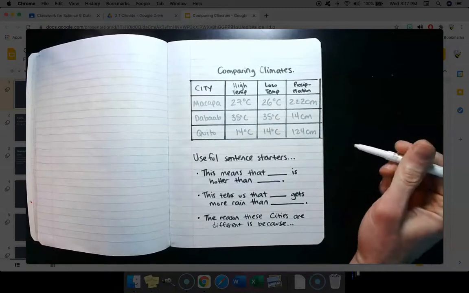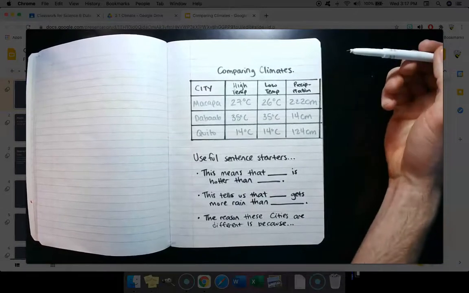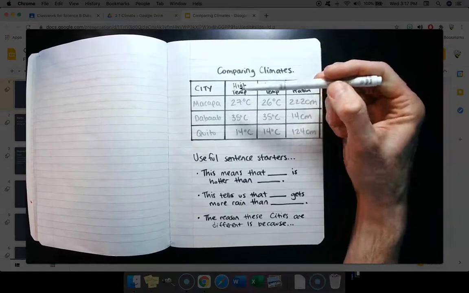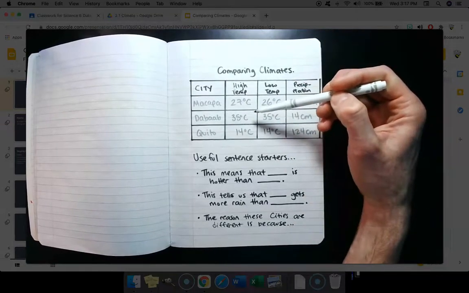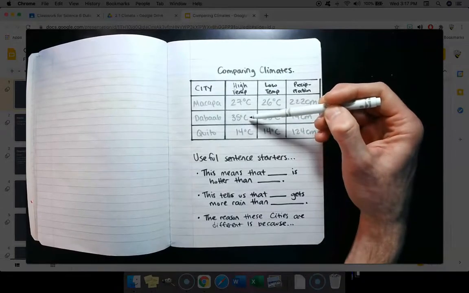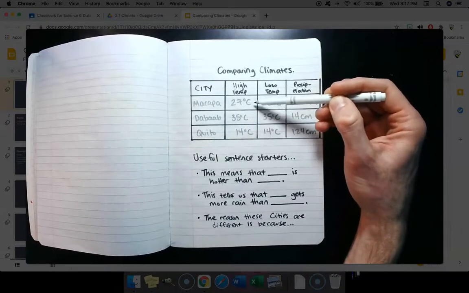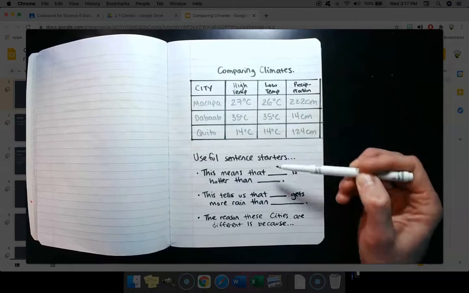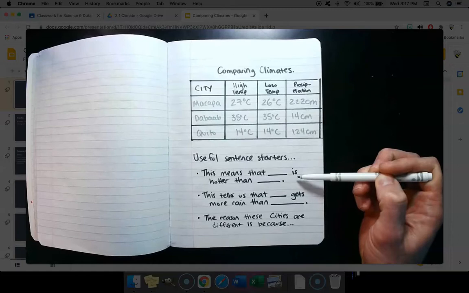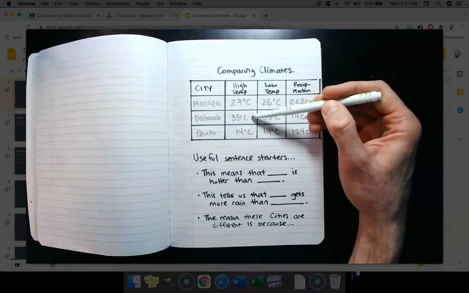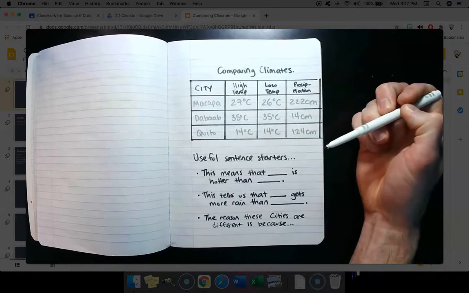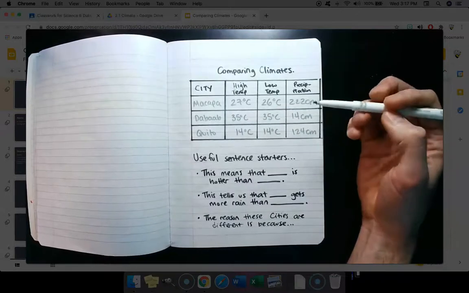Now, with my completed data table, I can start making some interesting comparisons. For example, if I'm comparing Macapa and Dabab, I might say that Dabab has a high temperature of 35 degrees, while Macapa only has a high temperature of 27. Then I might want to use a useful sentence starter and say, this means that Dabab is hotter than Macapa. I could do the same thing for low temperatures.